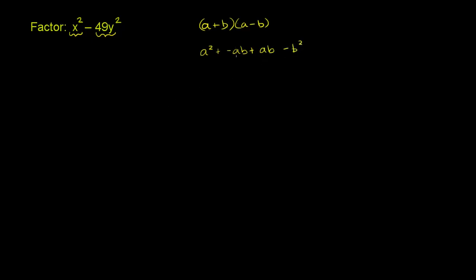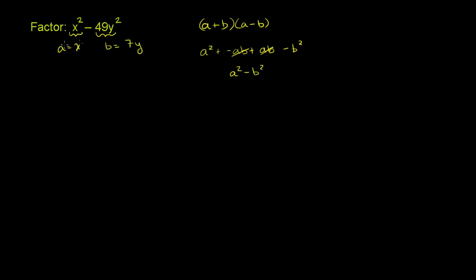Now these middle two terms cancel out. Negative ab plus ab, they cancel out. And you're left with just a squared minus b squared. And that's the exact pattern we have here. We have an a squared minus b squared. So in this case, a is equal to x, and b is equal to 7y. So we have x squared minus 7y, the whole thing squared.